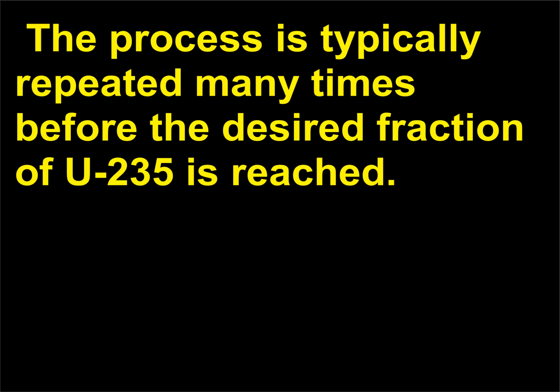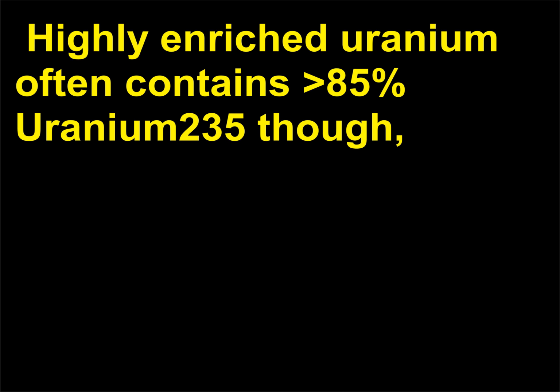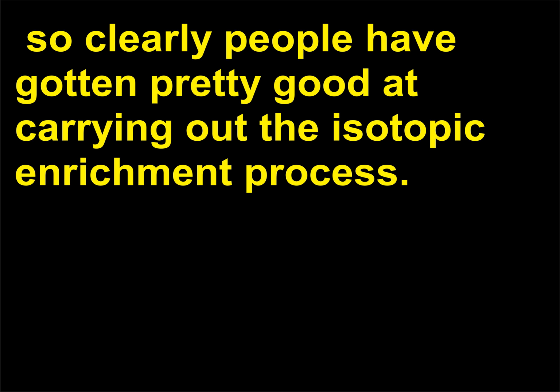The process is typically repeated many times before the desired fraction of U-235 is reached. Highly enriched uranium often contains 85% uranium-235 though. So clearly people have gotten pretty good at carrying out the isotopic enrichment process.